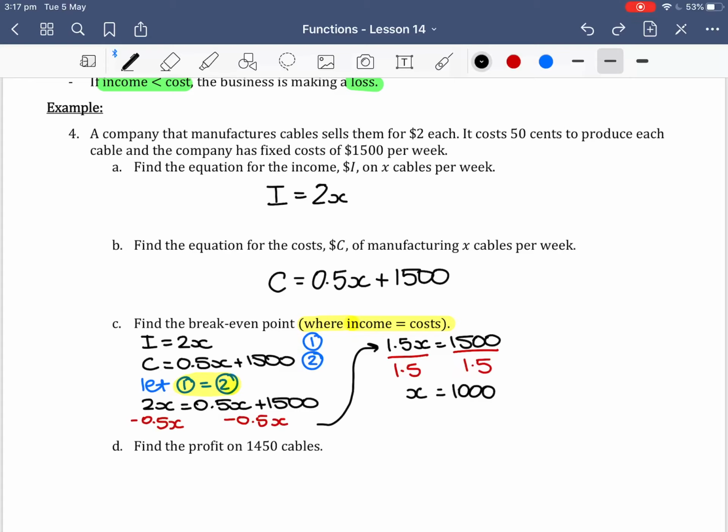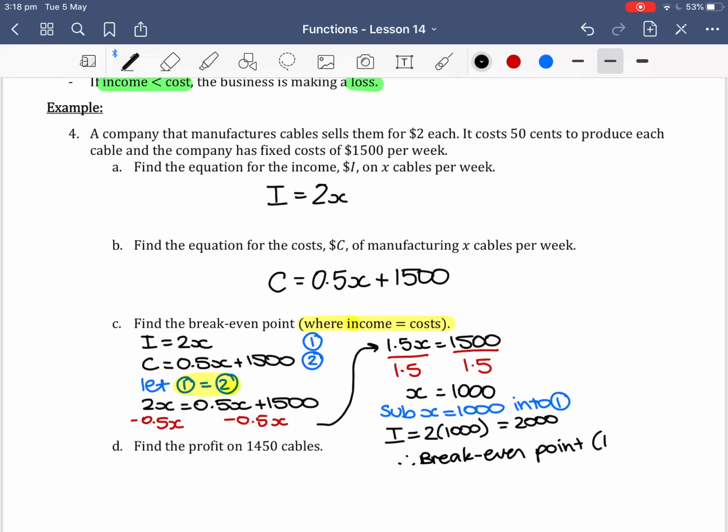So therefore, we need to then sub x equals 1,000 into either equation. I'm just going to sub it into 1. So then we get the income equals 2 times 1,000, which equals 2,000. So therefore, the break-even point is 1,000 and then 2,000.